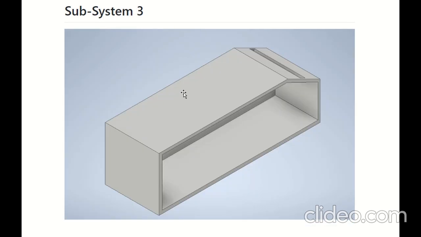This is subsystem 3, which is the casing unit. In this, all the other parts and subsystems will be stored inside it. We have an opening at the right end of it, by which the tape can be dispensed and the user can take it out easily.